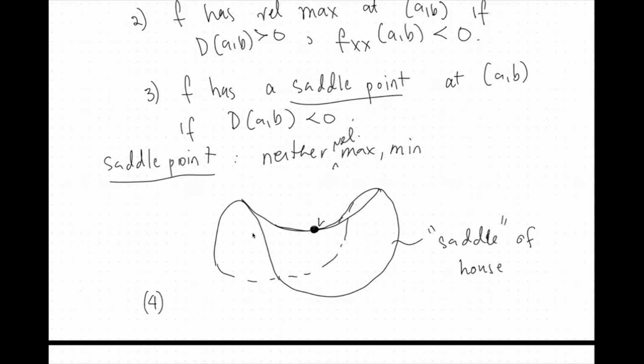And the fourth conclusion is no conclusion actually. The test is inconclusive if your D at that point AB is 0.